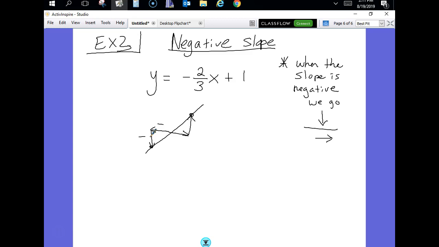But if that's confusing to you, just remember, when there's a slope, it's not up and right, it's down and right. We good? There's always a slope.